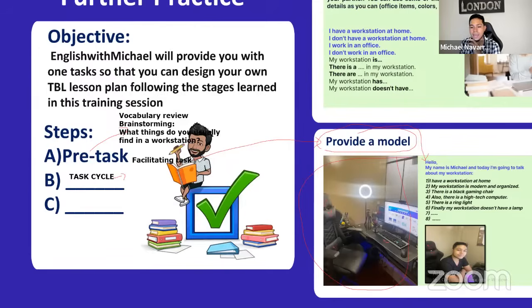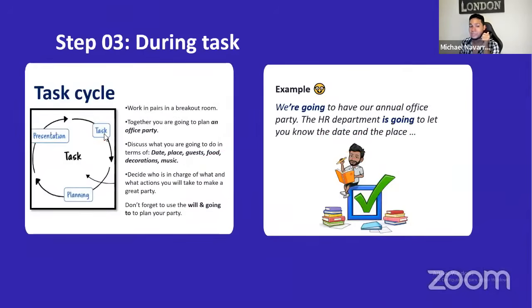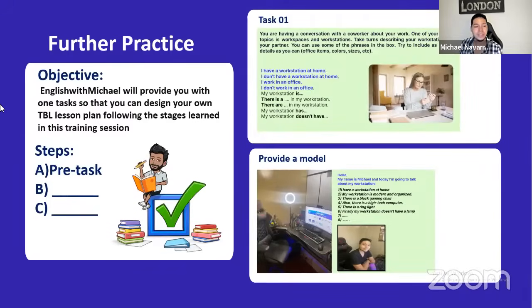Excellent. So, task cycle. What are the 3 things that are inside the task cycle? Let's remember. The first one, task. Okay. Instructions, you know, the instructions need to be clear. Then, good, planning. And finally, presentation. Yes, excellent. Good.